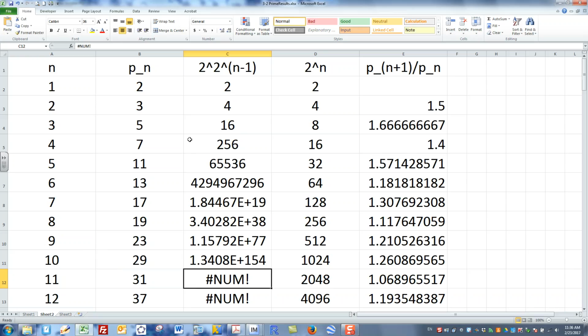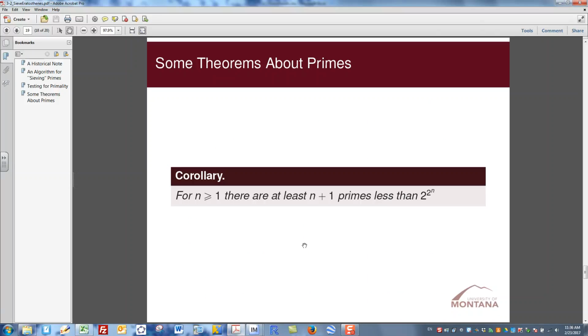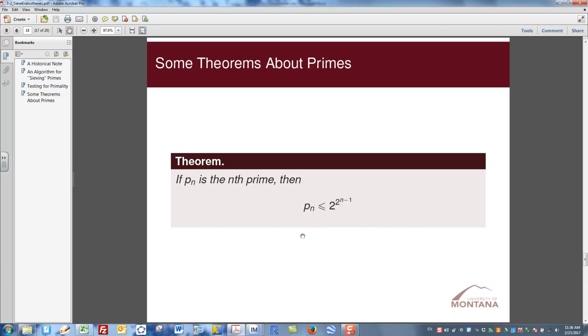So in other words, at the 4th position, there's at least 3 primes that are less than this number. Of course, those are the 3 primes right there. At the 5th position, there's at least 4 primes less than that number, and of course, those are the 4 primes right there. So that's what that theorem is about. This is just a corollary, an adjustment of the results of the previous theorem.